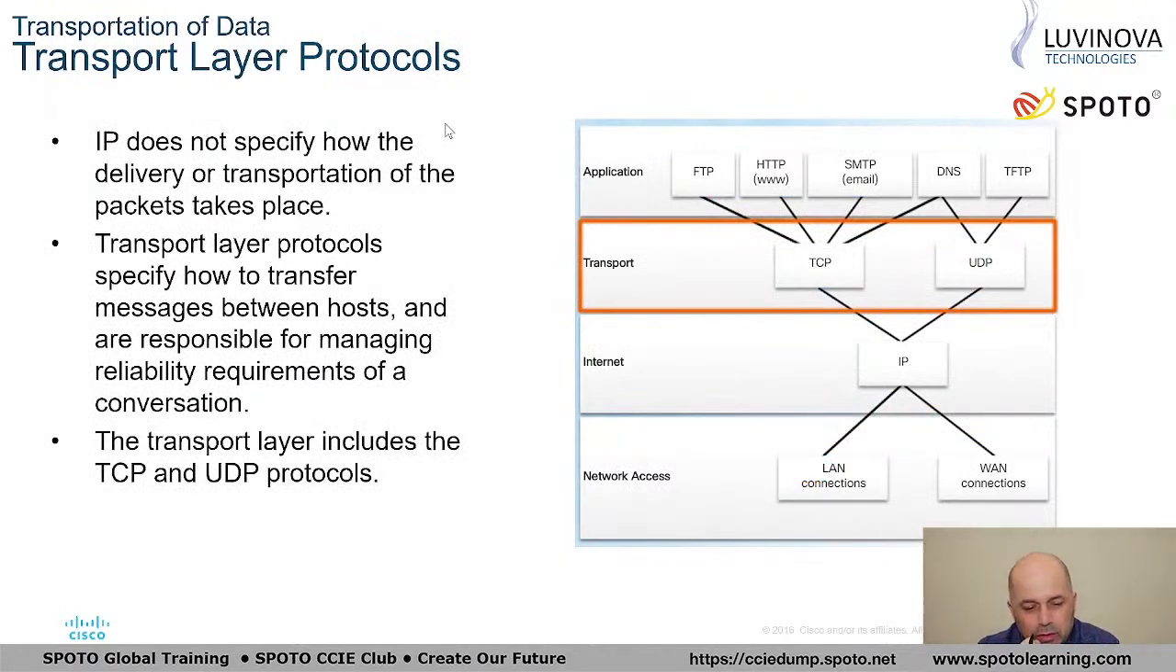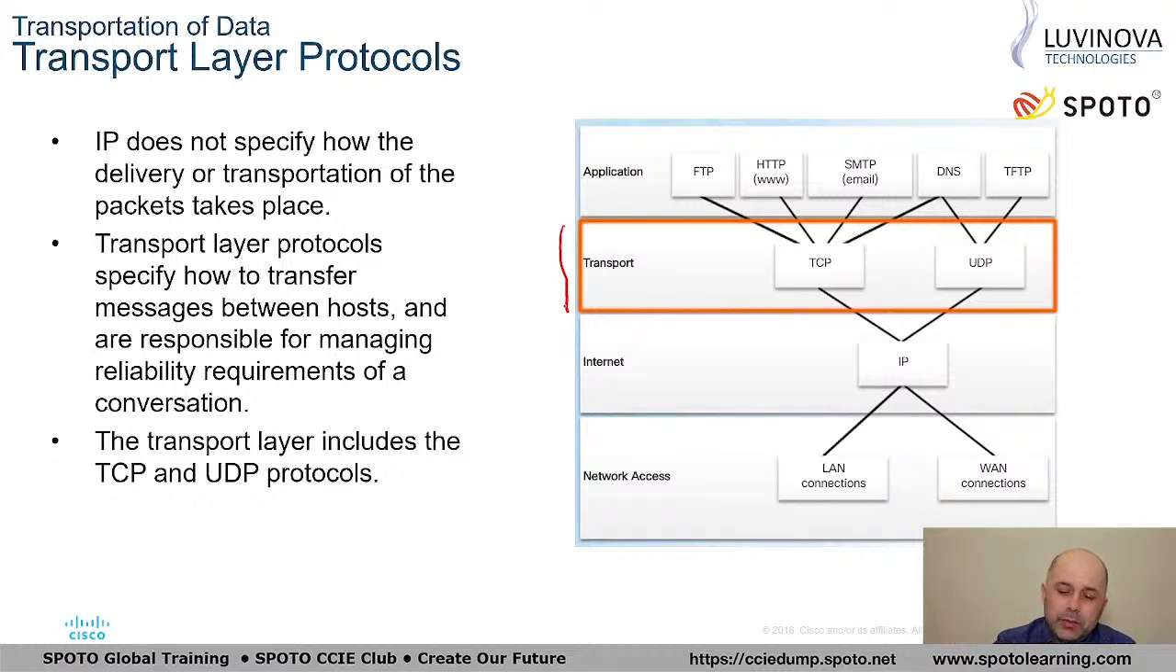The transport layer is this one, and again it is the third layer of the TCP/IP model. What protocols do we have in there? At the transport layer we have two protocols which carry out this transportation: TCP and UDP, Transmission Control Protocol and User Datagram Protocol.